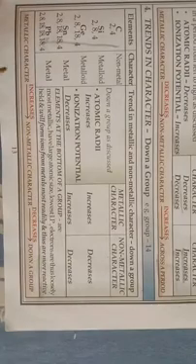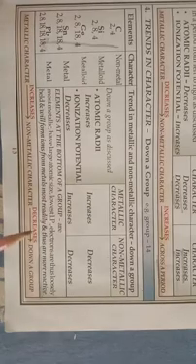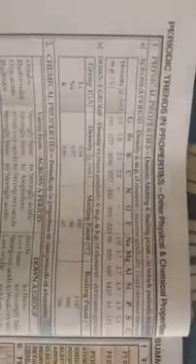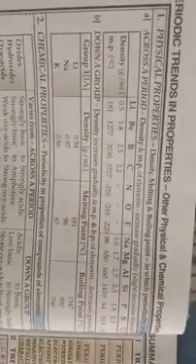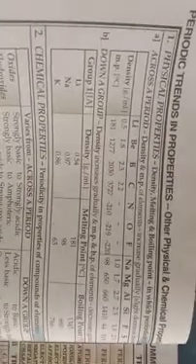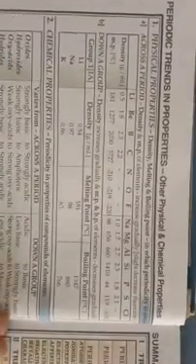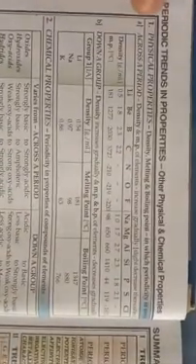Okay children, so the trend which is given here: metallic character increases, non-metallic character decreases down a group. Okay children, then after this, next page, periodic properties, other physical and chemical properties. So in this page, some physical properties are given.